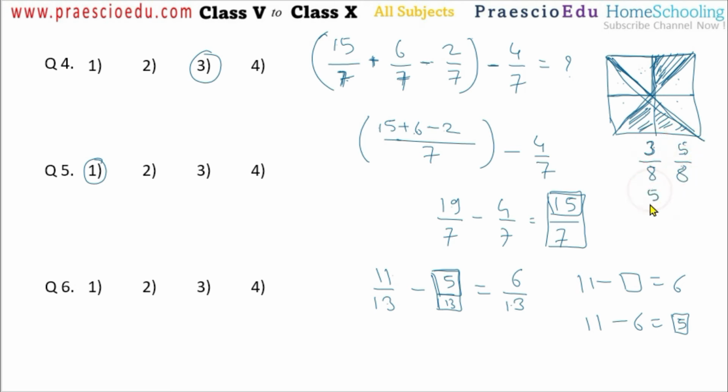Okay, so 5 by 8 minus 3 by 8. The denominator is the same, so it should be 8. 5 minus 3 is 2, so 2 by 8, or we can say 1 by 4. Sometimes it is given as 1 by 4 after the reduction, but 2 by 8 is available in our options, so 2 by 8 means option number 4 is the correct one.